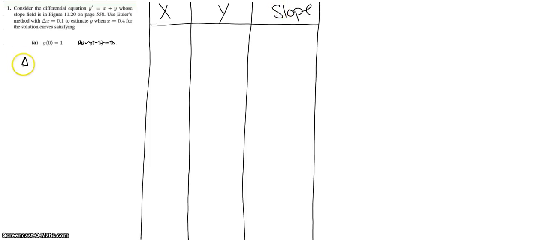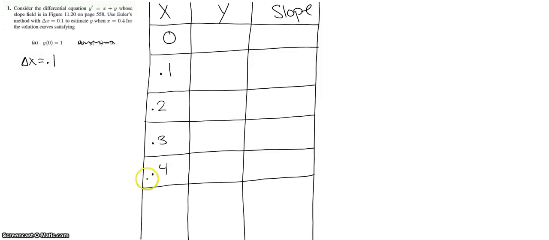So for Euler's formula, the best thing to do is to make a lovely little table with our x values, our y values, and our slope. We know that the change in x is 0.1, so we can fill in those values, starting at 0 and going all the way to 0.4, since it says to find it at x equals 0.4.